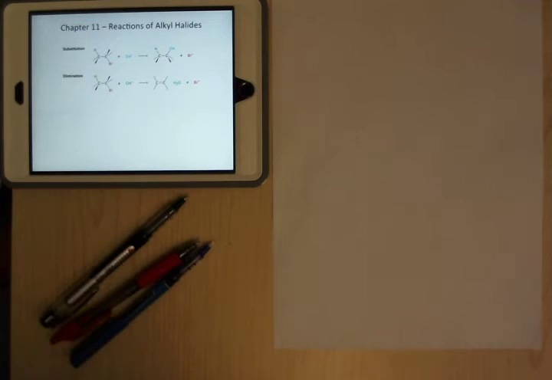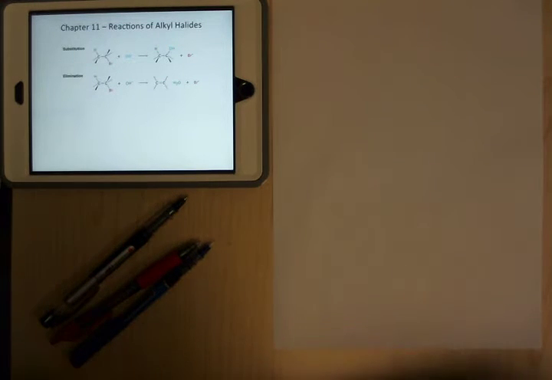Okay, we're on to chapter 11. So with that, we're going to hop back and talk about some of the basic reactions, after our foray into structural analysis. What we're going to be talking about primarily are the reactions with alkyl halides, but really the big thing is the substitution and elimination reactions.